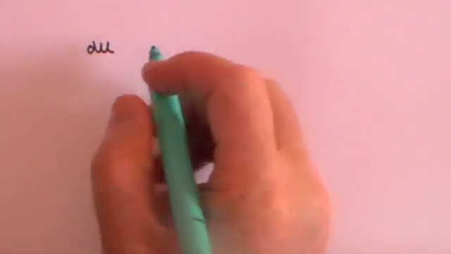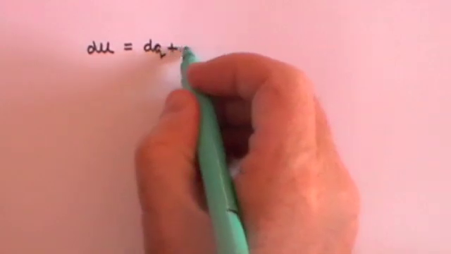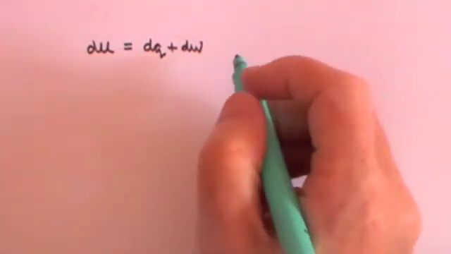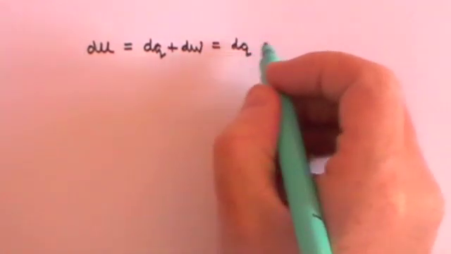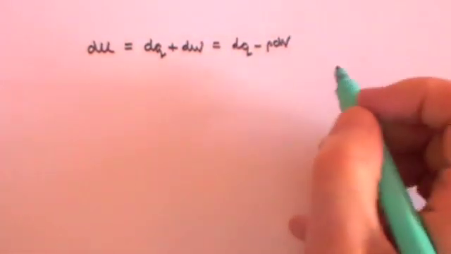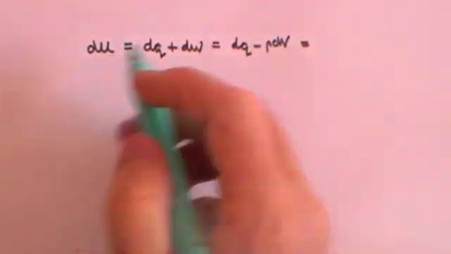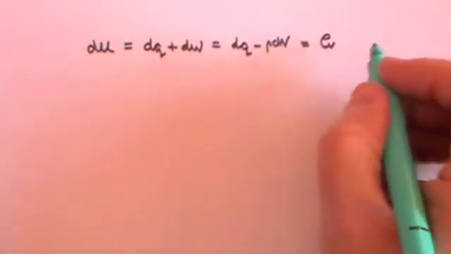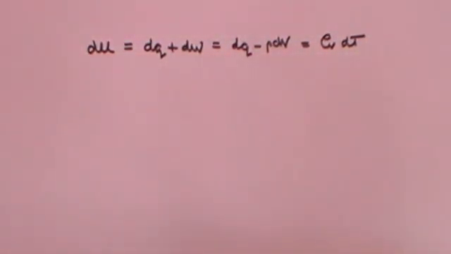So just to recap, we have shown that the change in energy is equal to dq plus dw. That's the first law of thermodynamics. But that is equal to dq minus pdV. We showed that earlier in the video. And we've also shown that dU is equal to the heat capacity at constant volume times dT. So all of those things have been shown in this video.